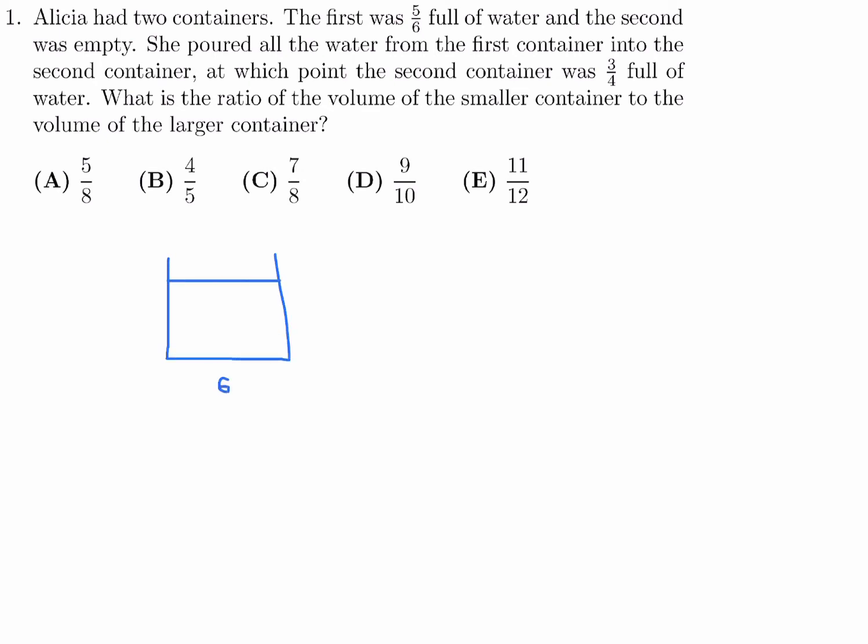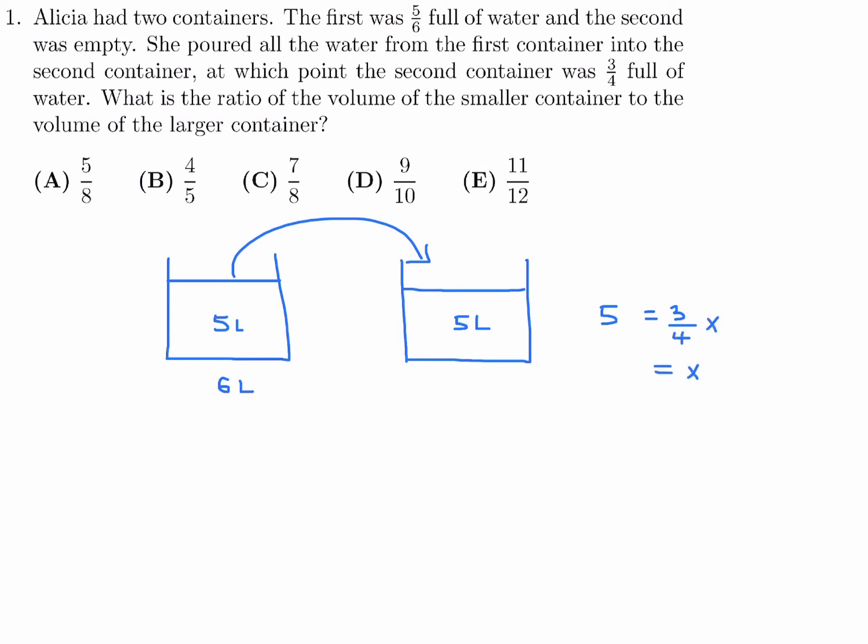So let's just say the capacity is 6 and there's 5 liters of water inside the container. Then you take all of that water and pour it into a second container, and now it becomes 3/4 full. So approximately here, 5 liters. Now 5 represents 3/4 of the capacity, and let's say that's x. So x is equal to 20/3. So this is a 20/3 liter container.